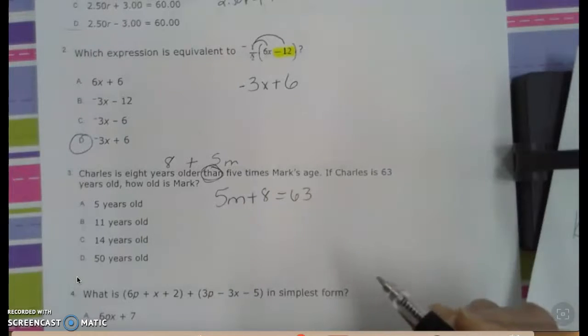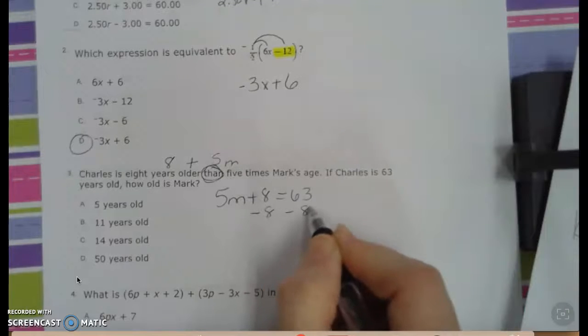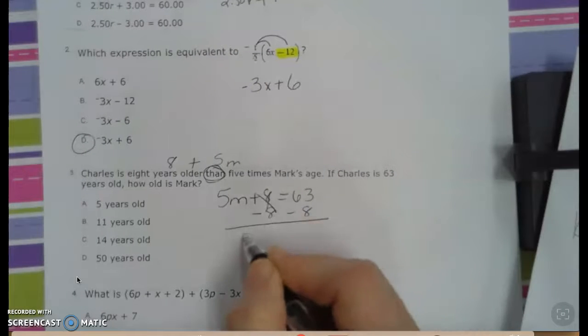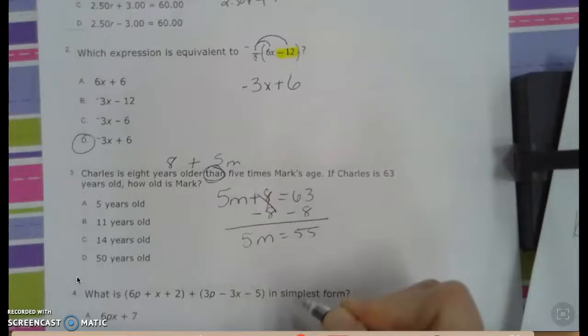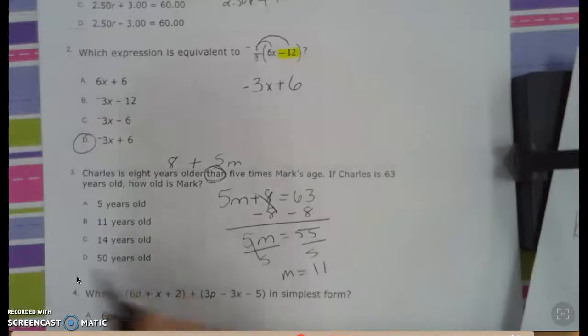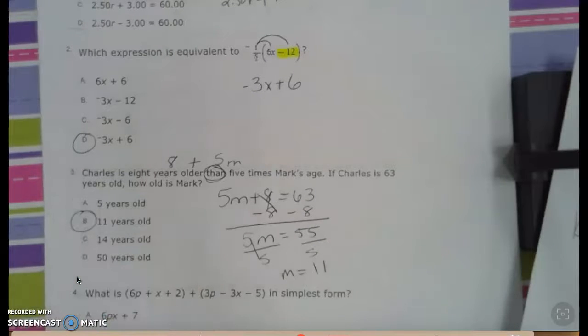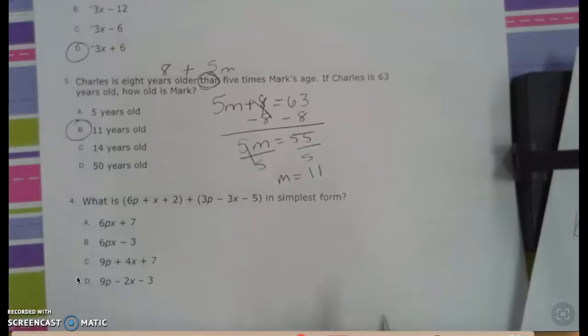So now I have just a plain 2-step equation that I've done before. So we're going to subtract 8 from both sides, and 5m equals 55. So divide both sides by 5, and m equals 11. So that lets us know that our answer is B. Okay. Number 4, moving right along.